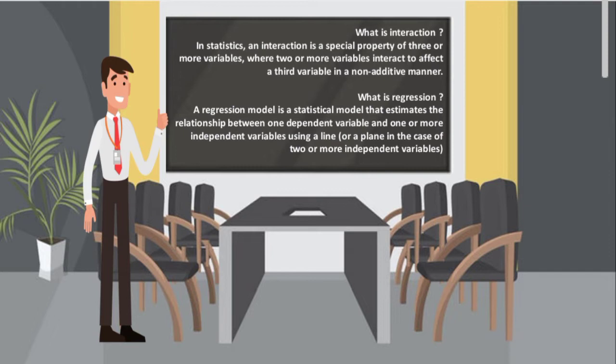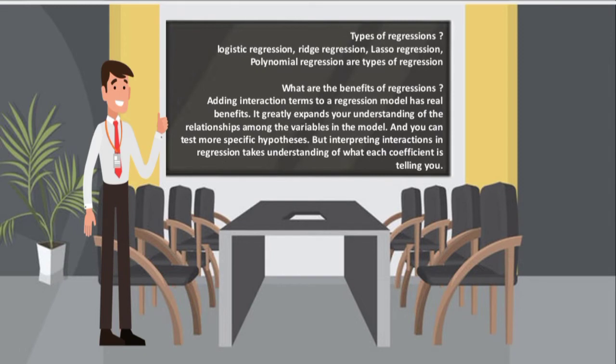What is regression? A regression model is a statistical model that estimates the relationships between one dependent variable and one or more independent variables using a line, or a plane in the case of two or more independent variables. Types of regression: logistic regression, ridge regression, lasso regression, and polynomial regression are types of regression.